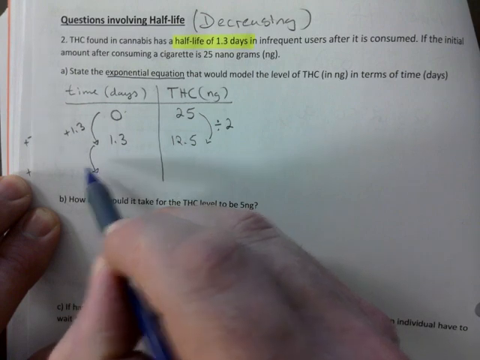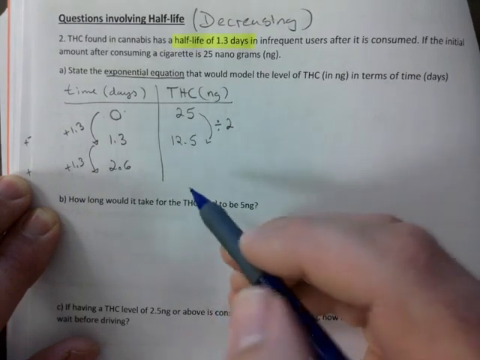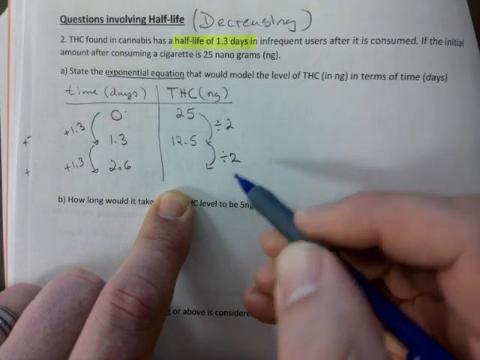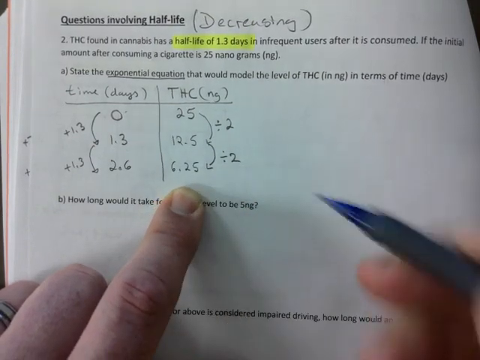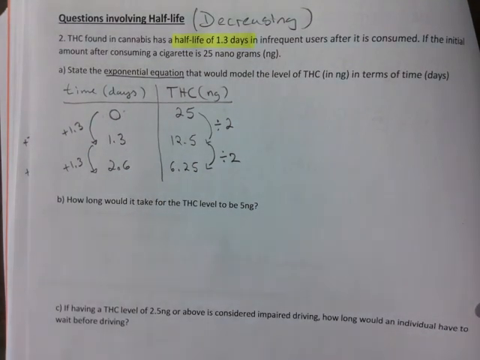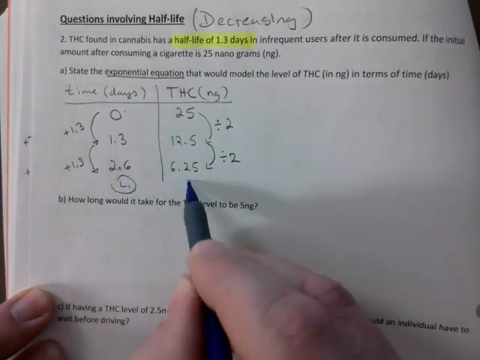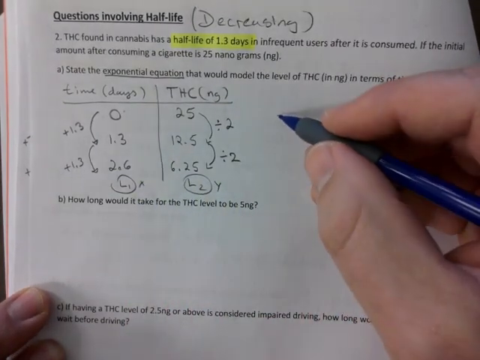Another 1.3 days go by. 1.3 plus 1.3, that's 2.6 days later. It'll be down to half of what it was before. And that is 6.25. That's good enough. It could be that the question asks you for 4 half-life cycles, but 3 is good enough. So now we have L1 and L2. This is my X and my Y. Let's go ahead and find our equation.